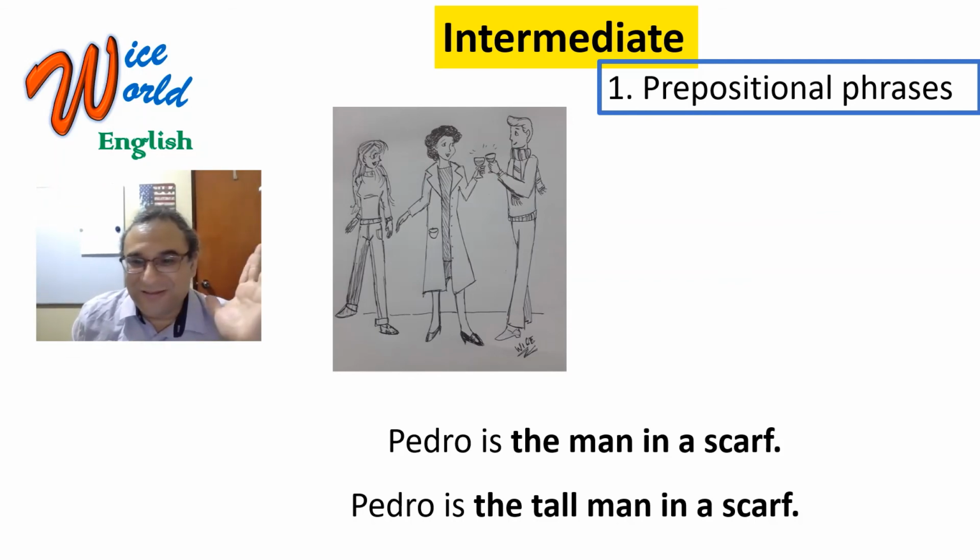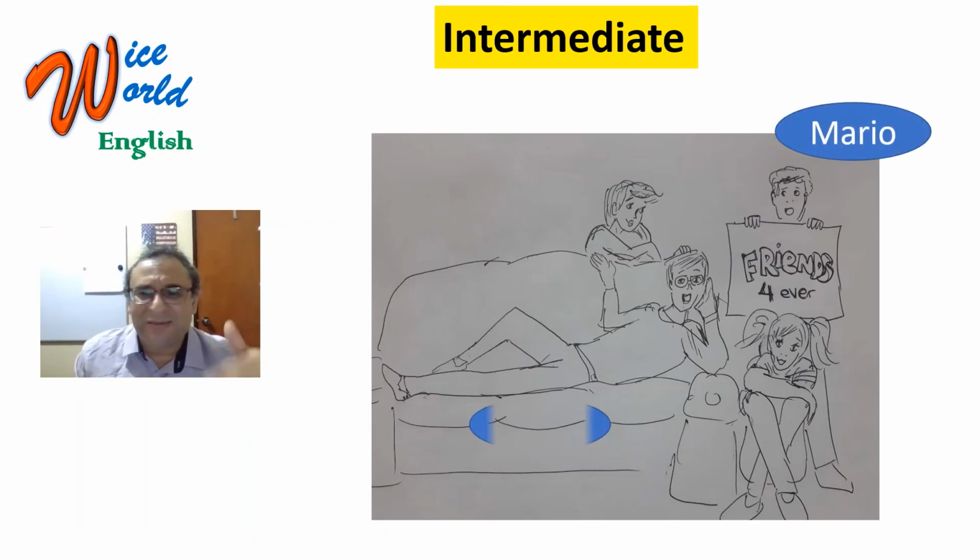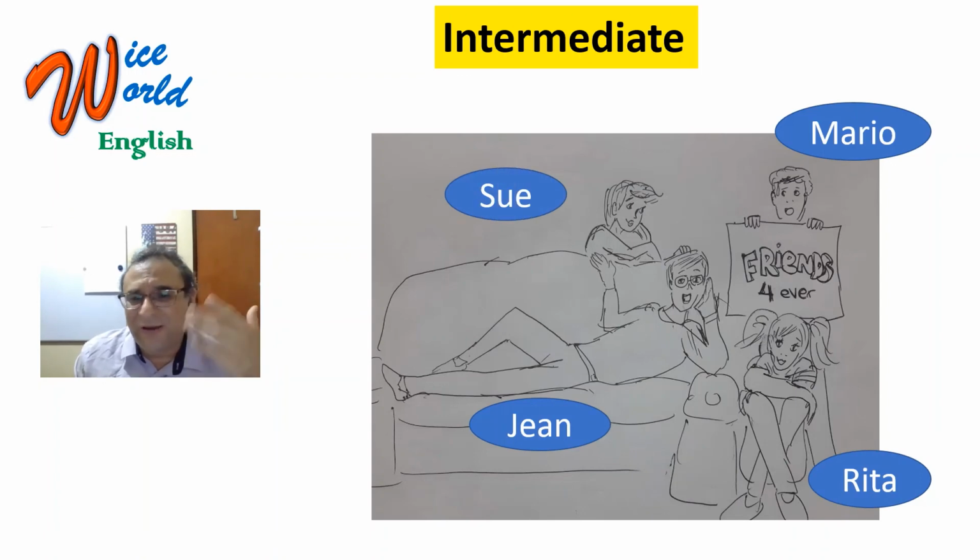Okay, so as you can see, that's it. Very simple, using prepositional phrases, right? In, on, under, behind, next to, between, etc. So now to finish with this video, I want you to practice using that drawing over there. Use that drawing and write as many sentences as possible to identify the people in the photo. Imagine somebody asks the question, right? Who's Mario? Who's Sue? So write sentences about the people there. And that's it for today.